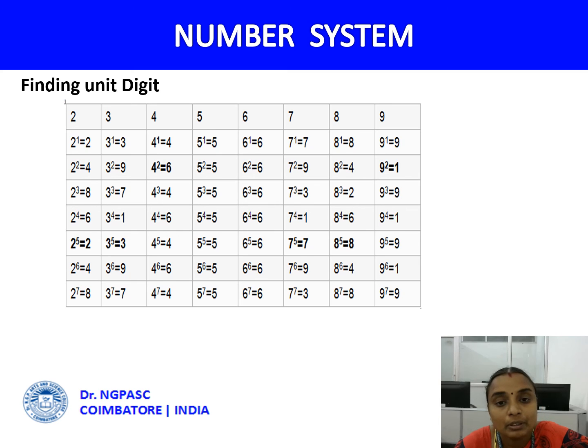Then for 5, it is not repeating. Just the number itself will come. For 6 also the same process. The number itself will come.